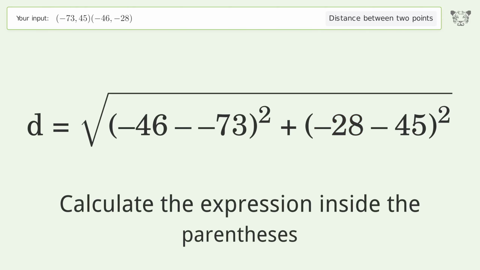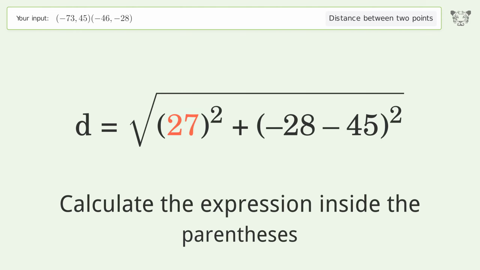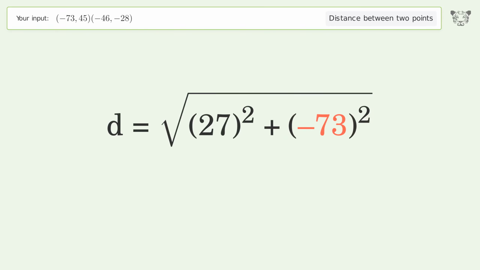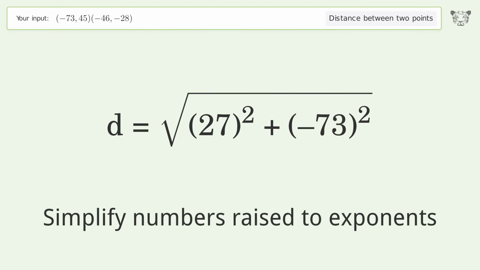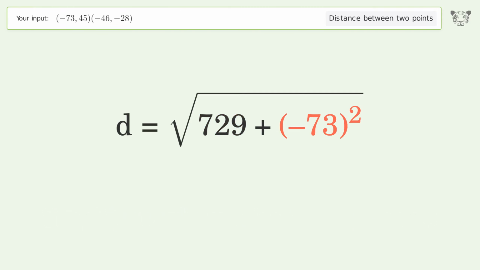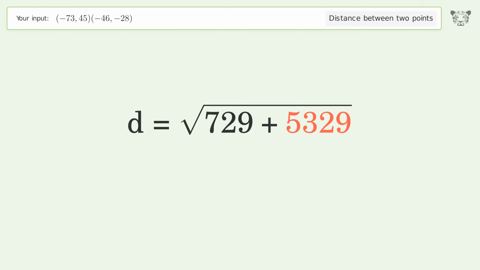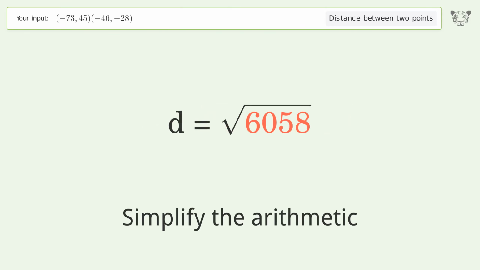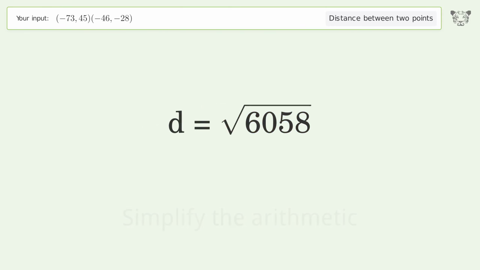Calculate the expression inside the parentheses. Simplify numbers raised to exponents. Simplify the arithmetic. And so the distance between the 2 points is the square root of 6,058 or 77.833.